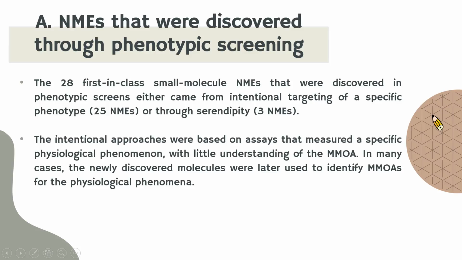First one, NMEs that were discovered through phenotypic screening. There are 28 first-in-class small molecule NMEs that were discovered in phenotypic screens. They came from the intentional targeting of a specific phenotype or through serendipity. The intentional approach was based on assays that measure a specific physiological phenomenon with little understanding of the MMOA. In many cases, the newly discovered molecules were later used to identify MMOAs for the physiological phenomena.